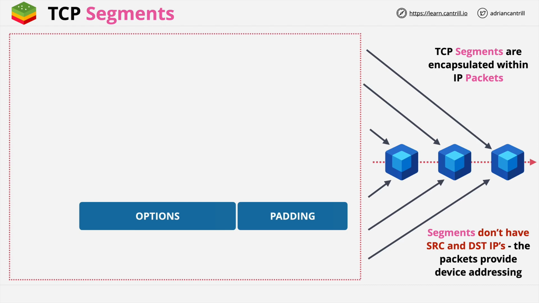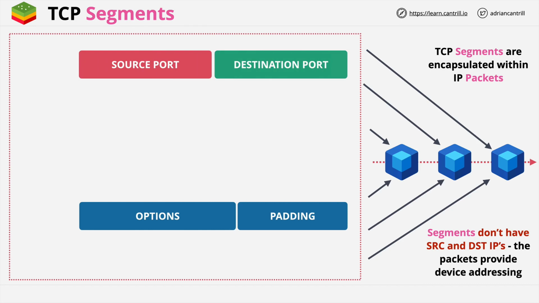The first fields which I want to cover are the source and destination ports. In addition to the source and destination IP addresses that IP packets provide, TCP segments add source and destination ports, and this gives the combined TCP/IP protocol the ability to have multiple streams of conversations at the same time between two devices.